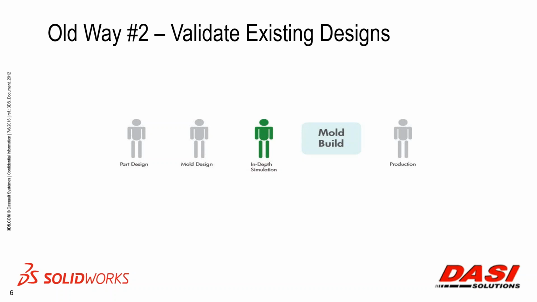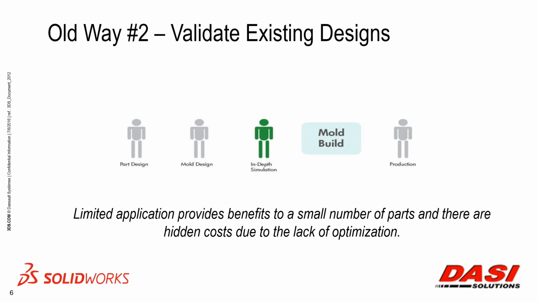What we've migrated to over time is people validating existing designs. So the part designer, and it looks like the majority of you are part designers, gives it to the molder and they'll run a simulation after you've designed it. Then they'll make sure that they catch any problems. They may come back to you and ask for some changes, or they say they can't make it, and they can know that by doing a simulation. That helps somewhat, but now the mold designer and the simulation are still decoupled. So there's a benefit for a small number of parts, but there's still an overall lack of optimization.